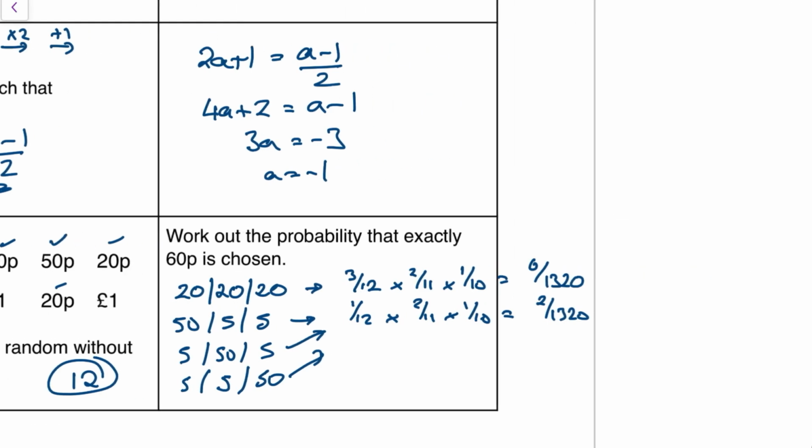So what I'm actually going to do is multiply this one by 3, which gives me 6 over 1320. So if I add these two up, that gives me 12 over 1320, which will be fine. But if I put it in my calculator, that gives me 1 over 110, and that is my final answer.